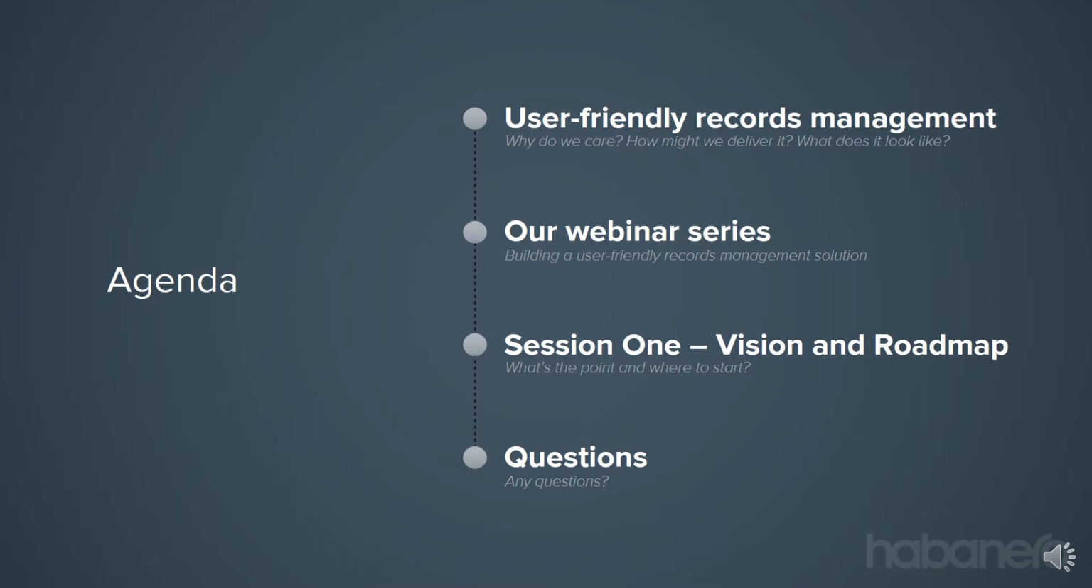So our agenda today. First of all, we're going to spend a little bit of time exploring what user-friendly records management is all about. Then I'm going to walk through our webinar series, explain each of the subsequent 4 sessions so that you have a good understanding of what we'll be covering in each one. You can decide which ones you'd like to attend, which ones you would like your colleagues to attend, and so on and so forth. Then we're going to jump into session 1, the vision and roadmap, which is the majority of today's session. And then finally, we will cover off any questions.